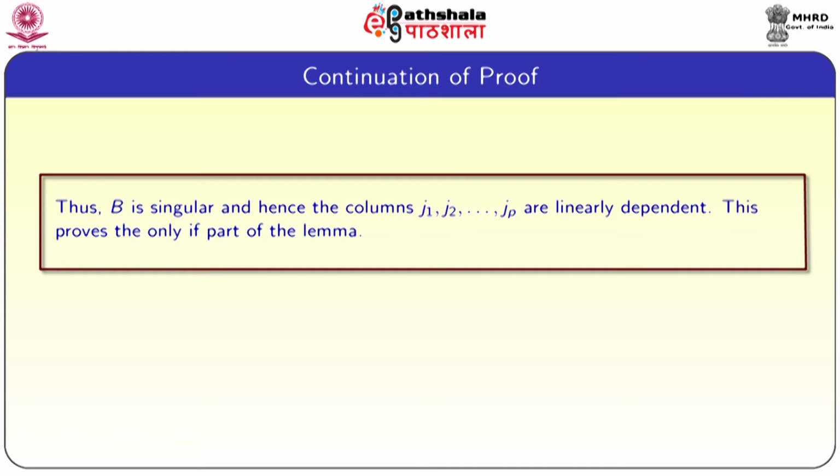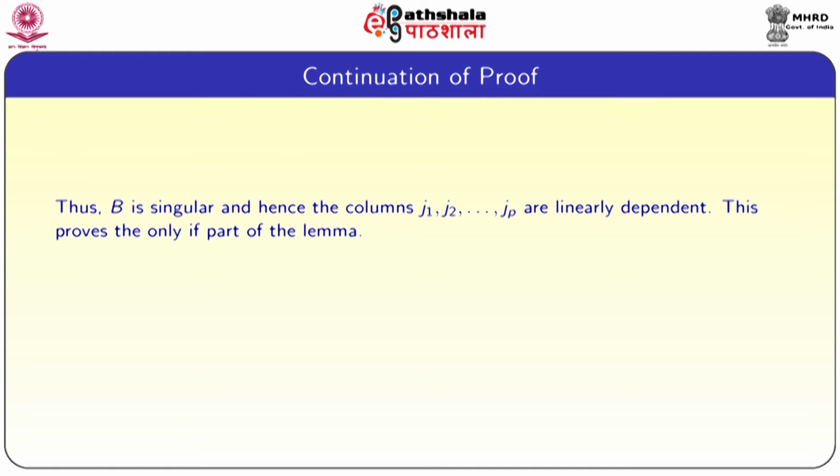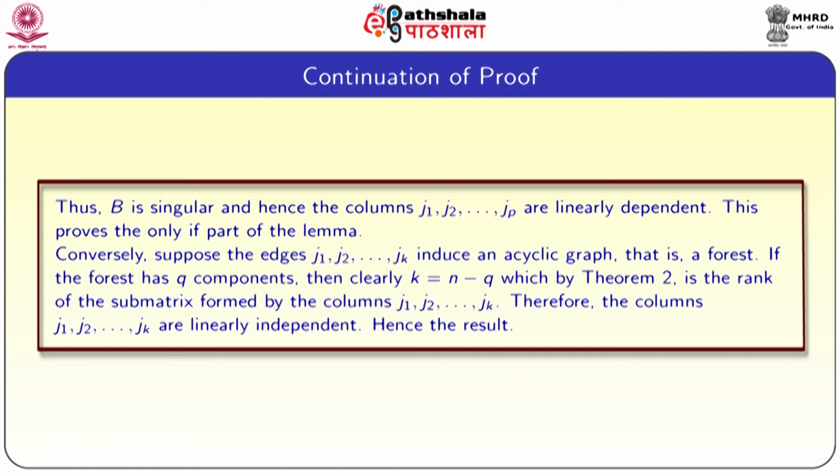This we proved by contradiction. So, the columns J1, J2, and so on up to Jk are linearly independent. Conversely, suppose that the edges J1, J2, and so on up to Jk induce an acyclic graph, that is, a forest. If the forest has q components, then clearly k is equal to n minus q. By the previous theorem, the rank of Q related to the number of connected components is the rank of the submatrix formed by the columns J1 to Jk. Therefore, the columns J1, J2, and so on up to Jk are linearly independent, hence the result.